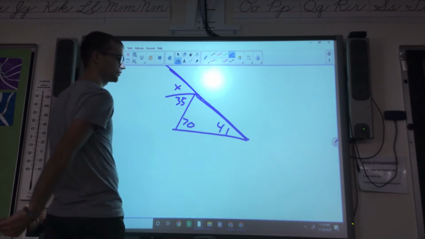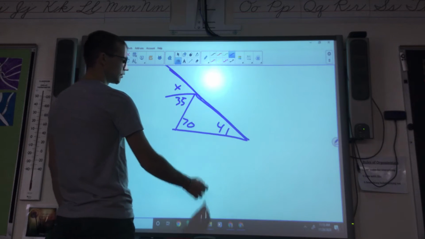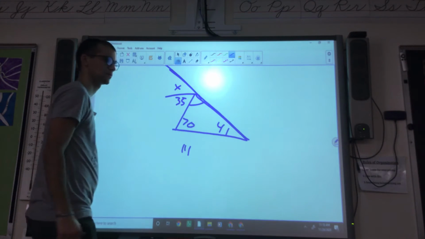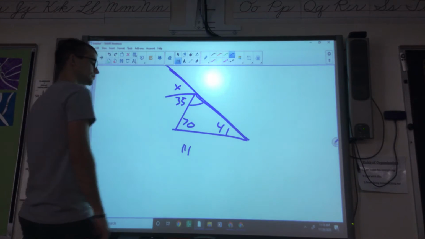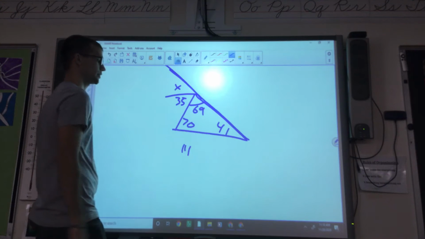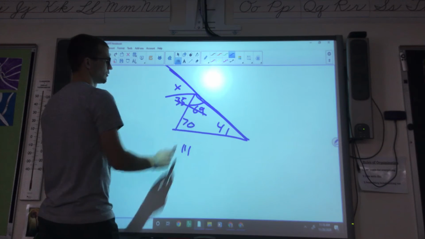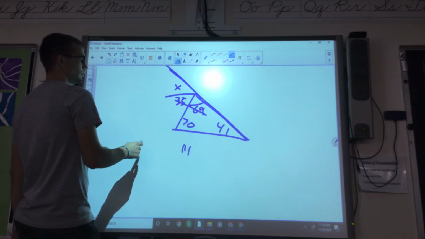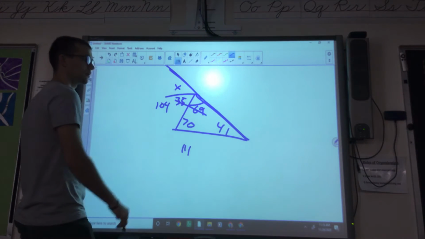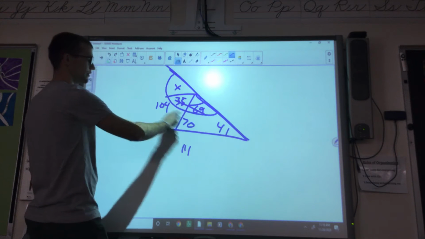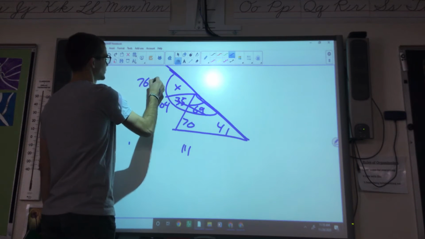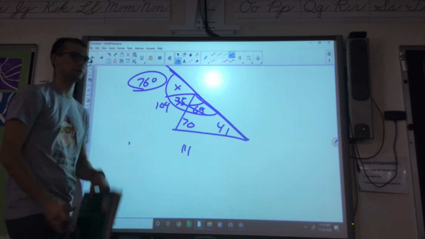70 plus 41 is 111, which makes this 69. You have 69 and 35, which makes 104, which makes this 76. These three are 180. 180 minus 104 is 76 degrees. Boom, that's that one.